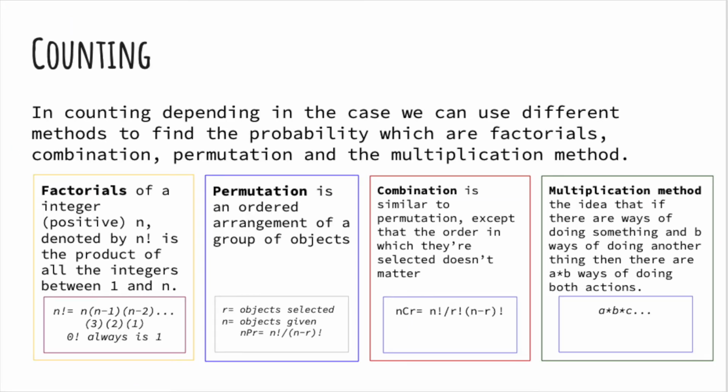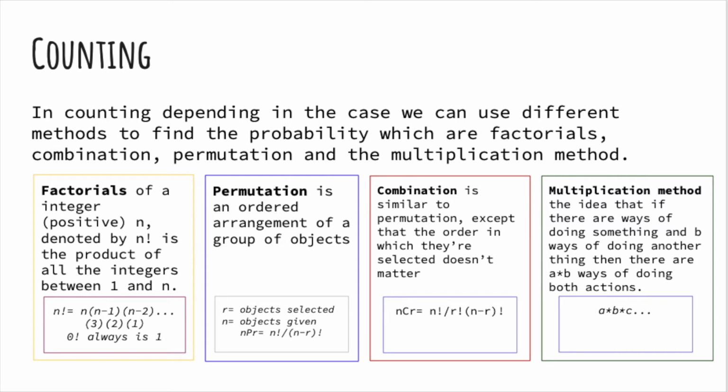The third topic of this project is counting, and depending on the case, it can be used with different methods. It can be used with factorials, combination, permutation, or the multiplication method. The first method is factorials, which means that it's a positive integer represented by the letter n, and denoted by n factorial. That is the product of all the integers between 1 and n.